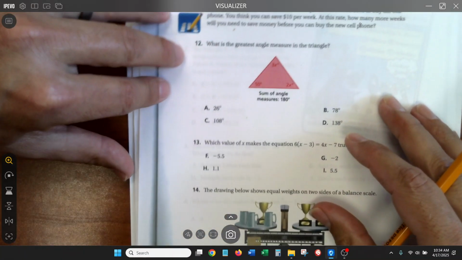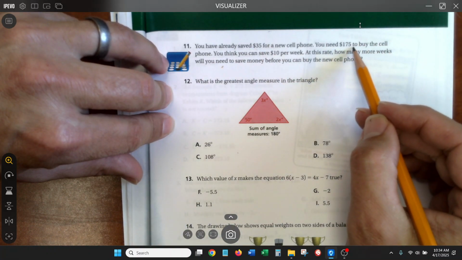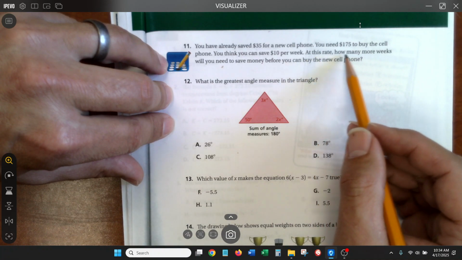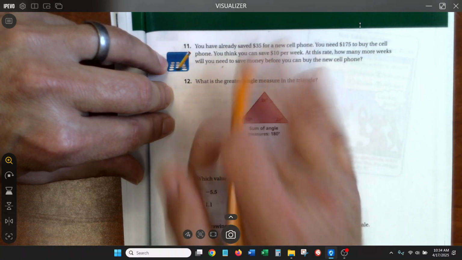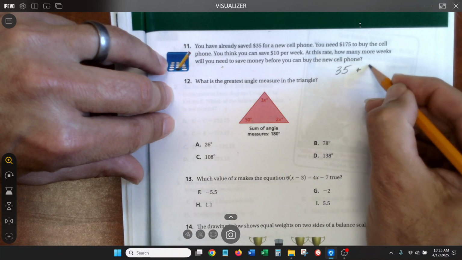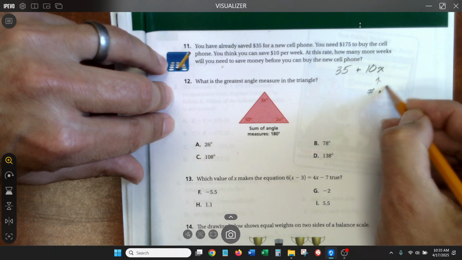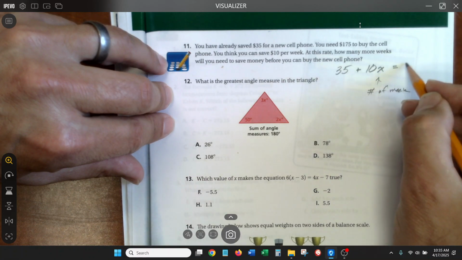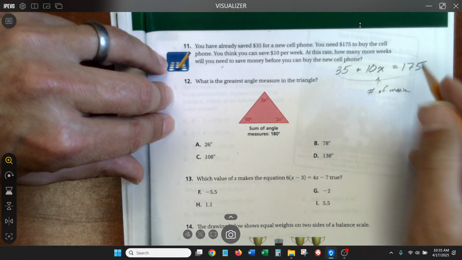The number 11 here, you have already saved $35 for a new cell phone. You need $175 to buy the cell phone. You think you can save $10 per week. At this rate, how many more weeks will you need to save money before you can buy the new cell phone? So the $35 that we already saved, plus the money that we save every week, which is $10 per week. So x would be the number of weeks we're saving. $10 each week, we'll multiply x by 10. We want that to be enough to cover the cost of our cell phone, $175. So that's the equation we want to solve.